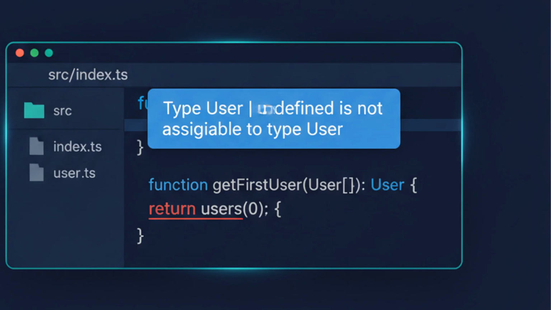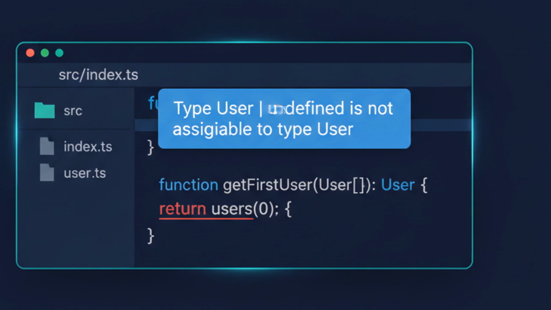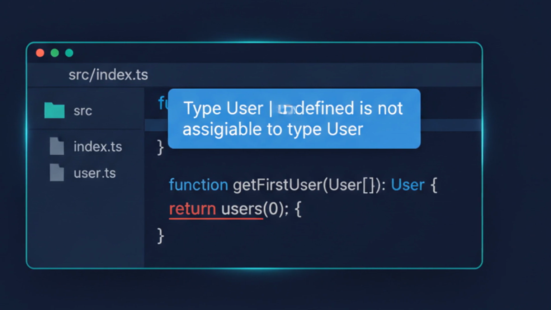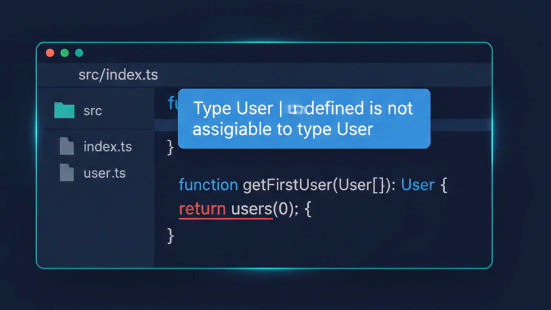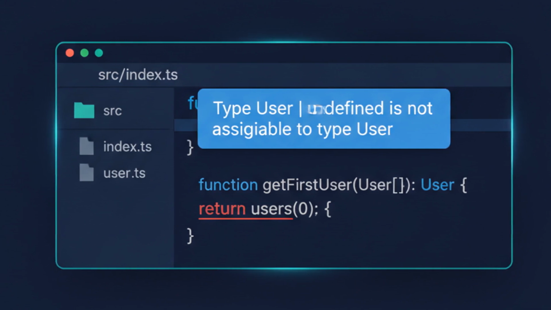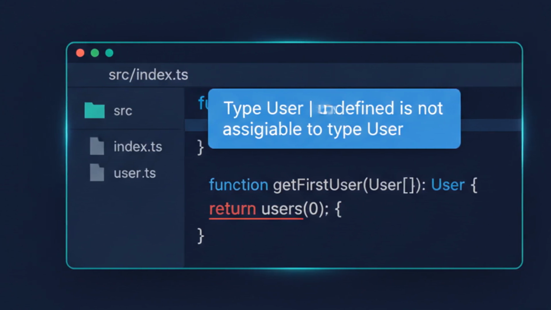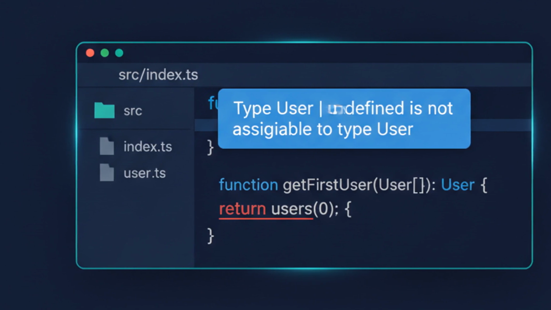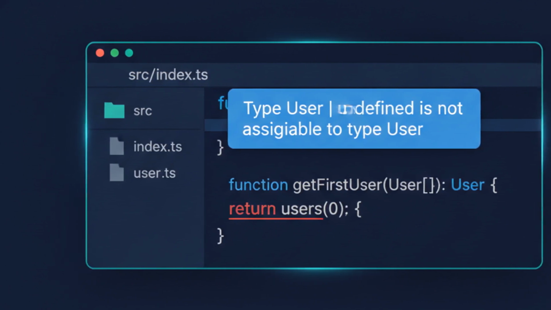Let's prove the config works. We create a src folder with an index.ts. Look at this function. It grabs the first item from an array. Without noUncheckedIndexedAccess, TypeScript would happily assume user 0 is always defined. But with our strict config, the compiler flags it as possibly undefined, exactly as it should. That red squiggle is the compiler doing its job.